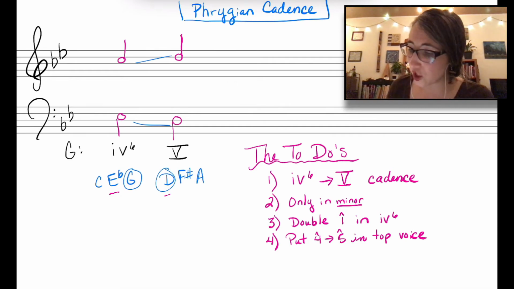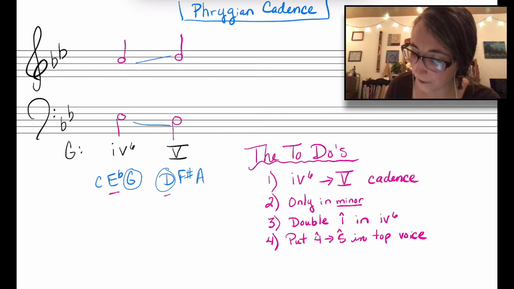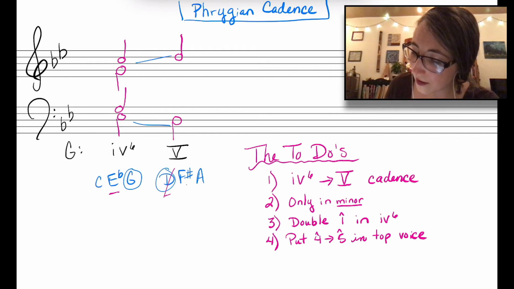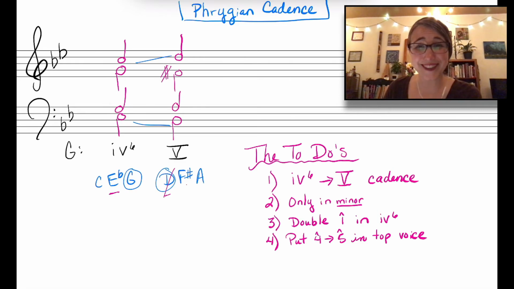Now if we double the G, we double scale degree 1 in the inner voices, then we'll have G there, we'll have G here, and then we're just going to write out the D chord as smoothly as possible. So I've already got 2 Ds, so I need an F sharp and an A. So if I write it smoothly, I have something like that.